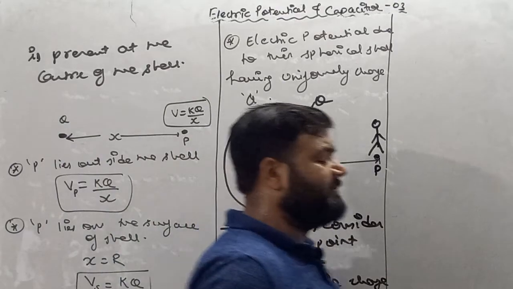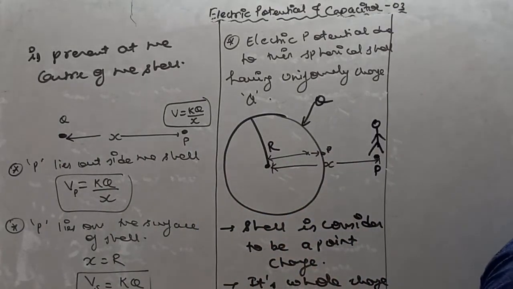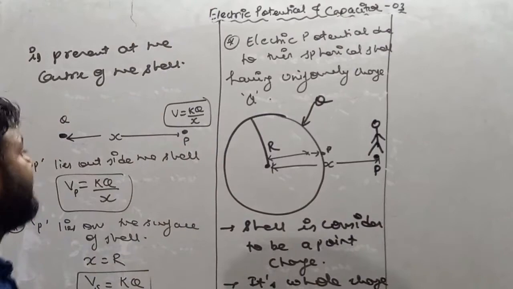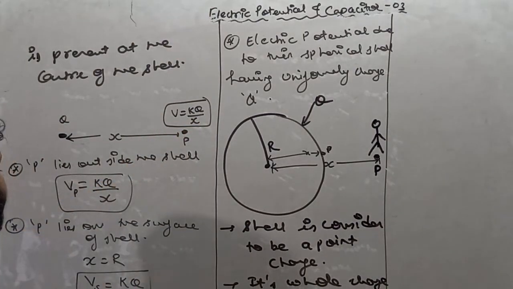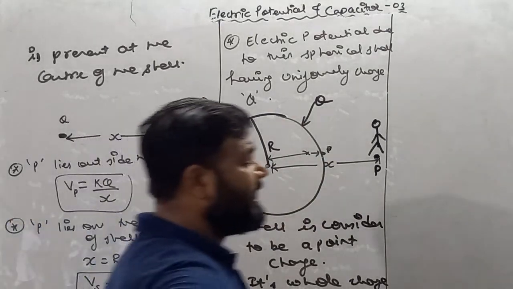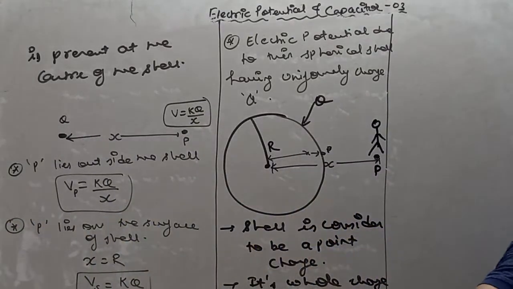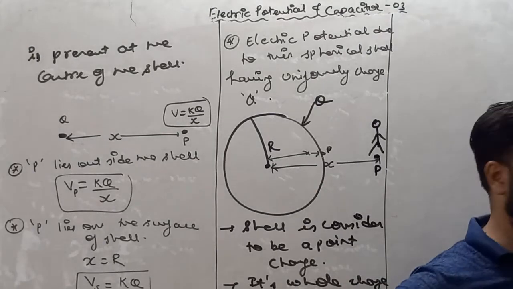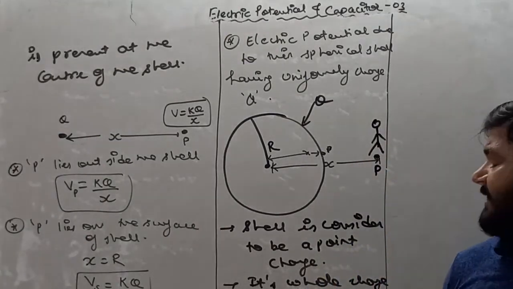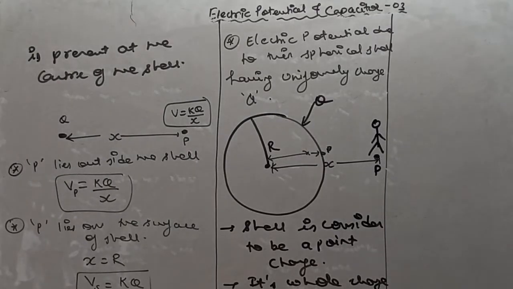Remember this: if point P is away from the shell, then potential becomes kq by x. If point P is on the surface of the shell, then it becomes kq by r. So remember, my dear student, the electric potential due to a shell on the surface of the shell is kq by r, and away from the shell it is kq by x.